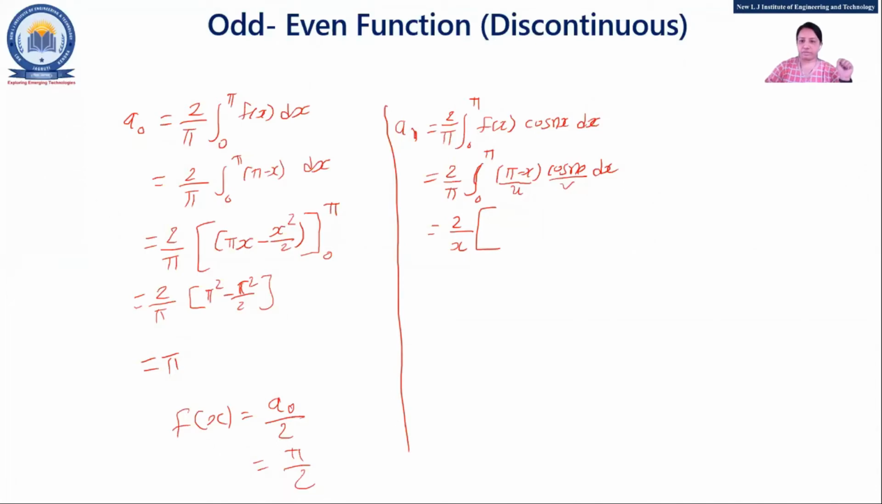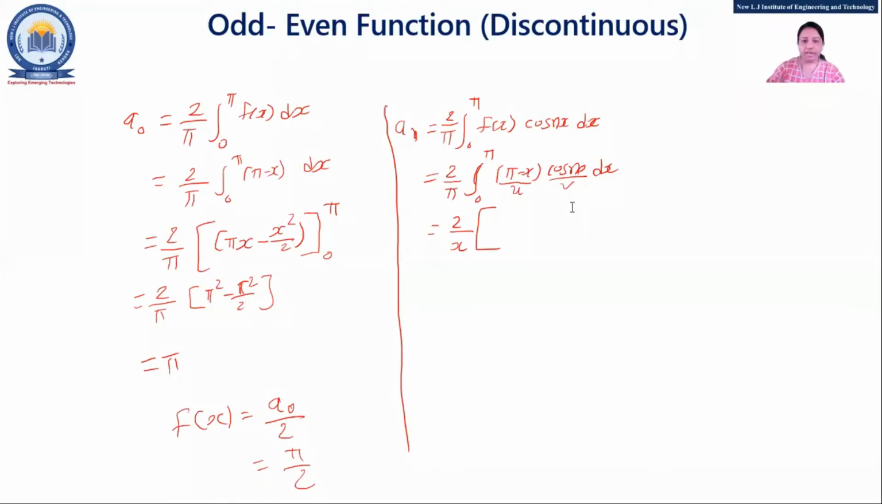Yes, ma'am. The value of an is 2 by pi into 1 minus minus 1 raised to the power n upon n square, right? Okay, correct. Any other answer? No, ma'am. Okay, fine.